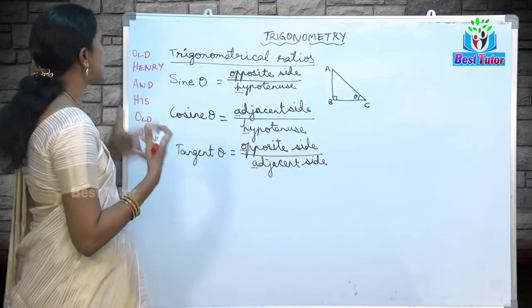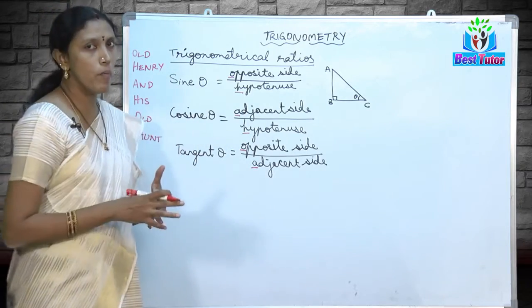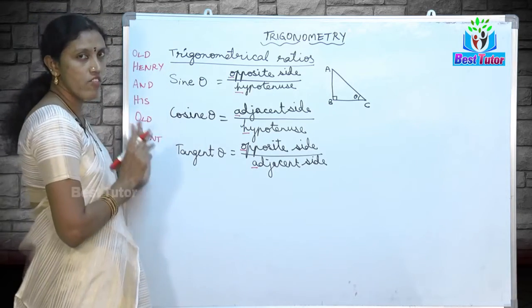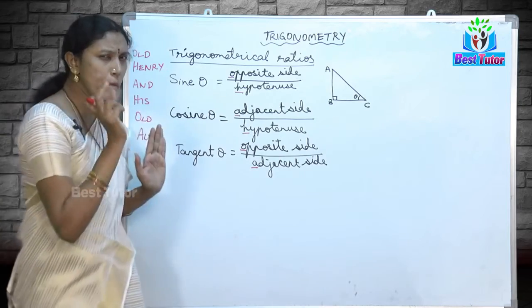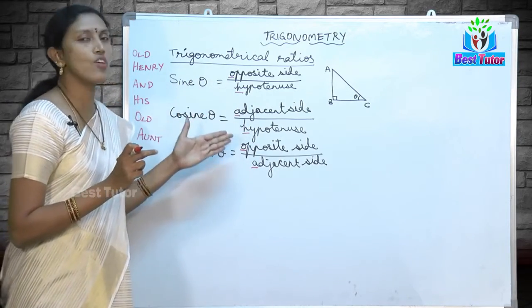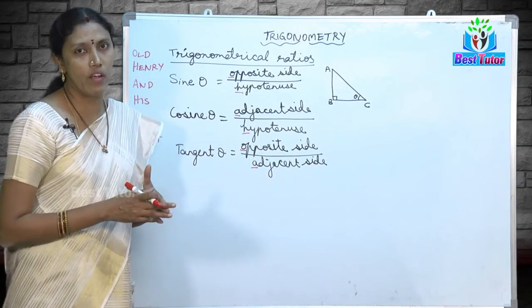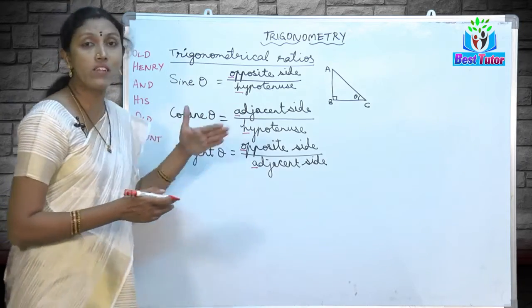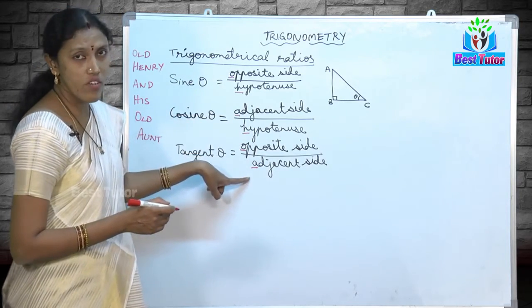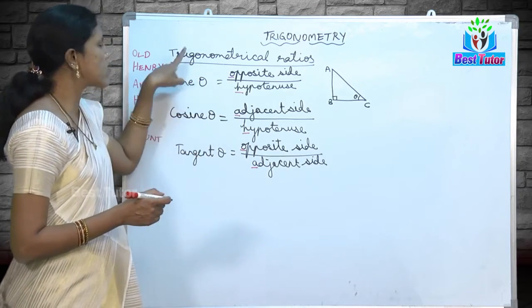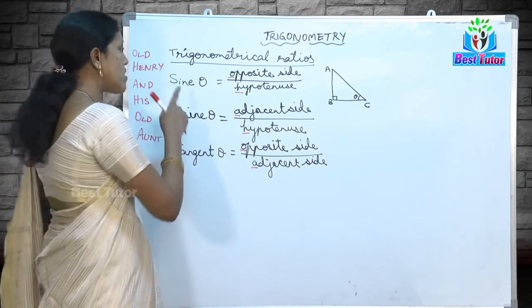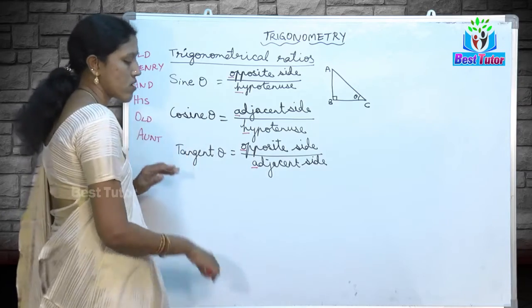We can assume that old Henry and his old aunt have gone somewhere to buy something or whatever it is. So I am going to make use of these 6 words. Using these 6 words, this simple sentence will help us to remember all the 3 ratios. And these 3 ratios are going to form the basis of trigonometry, right? We can write down the remaining 3 ratios using these. Old Henry and his old aunt. You ought to remember this order: sine, cosine, tangent, right? There is no option over there. Sine theta, cosine theta, tangent theta.